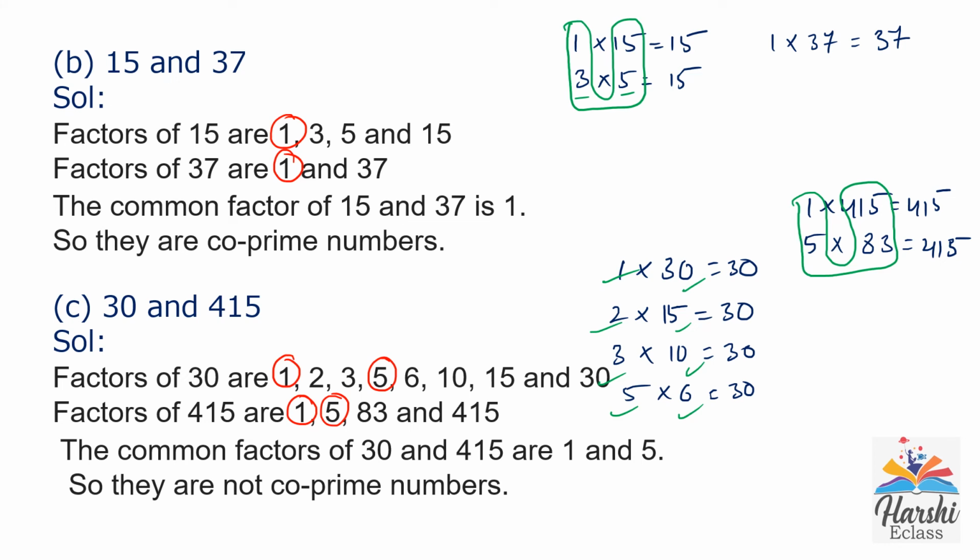Coprime numbers are those numbers which have only the number 1 as the common factor. But here it has two common factors. So it is not a coprime number. These are not coprime numbers.